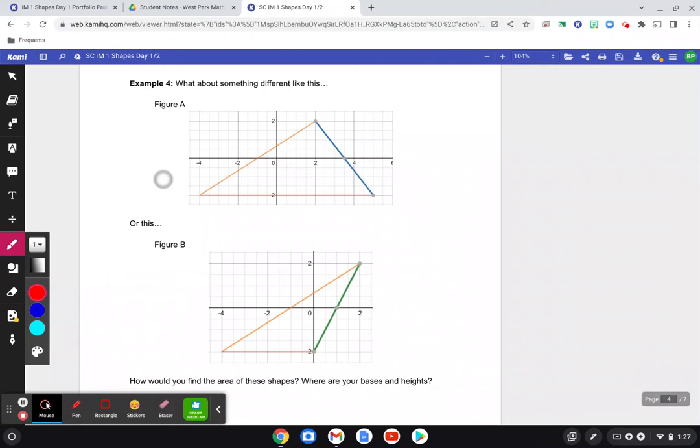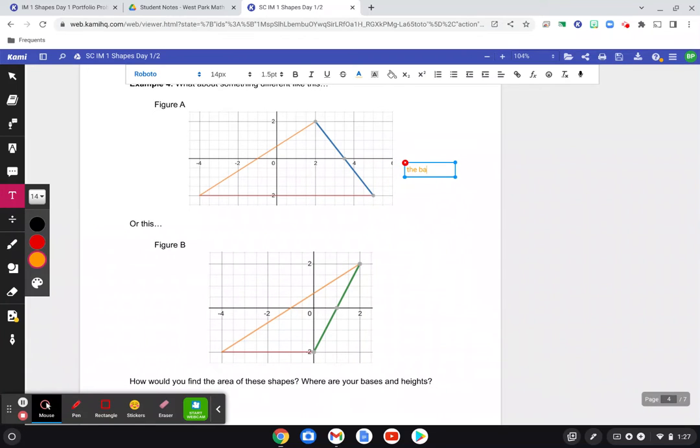Your base and your height. So just a little side note here, going back to triangles. The base and the height of a triangle must always be 90 degrees, okay? Or in other words, perpendicular, okay?